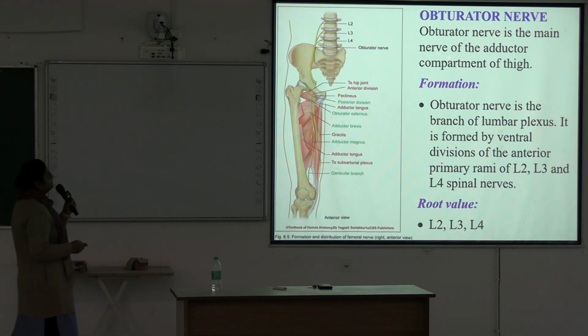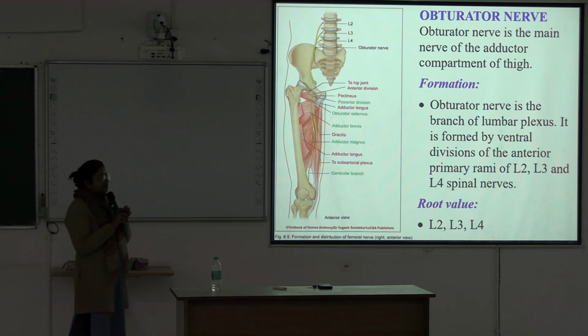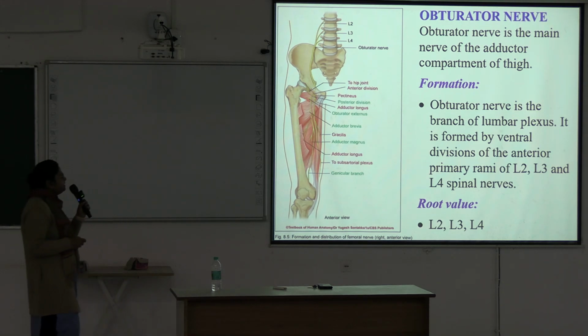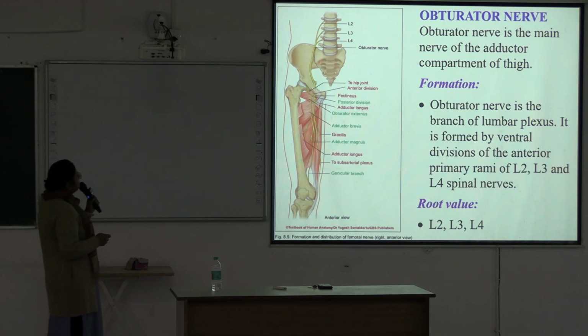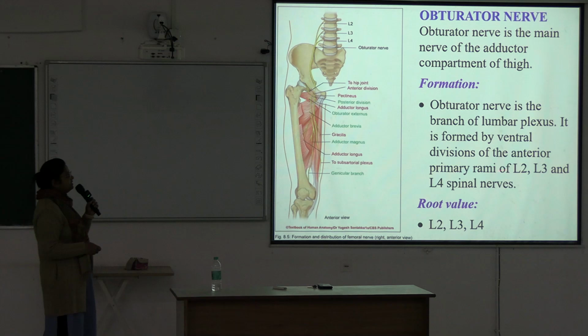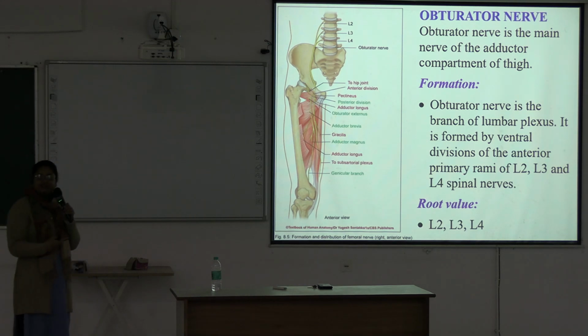Next is the obturator nerve. We have discussed the clinical aspects of the femoral nerve. The obturator nerve is the main nerve of the adductor compartment of the thigh. Its root value is also the same, and it is a branch of the lumbar plexus, but it is formed by the ventral division of the anterior primary rami. The femoral nerve was the dorsal division; here it is the ventral division. Note this difference, as it comes in your viva and MCQ, important for you.